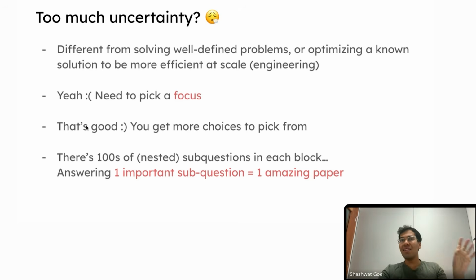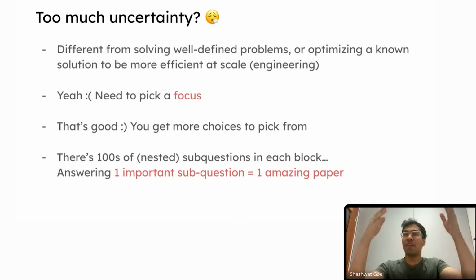So yes, there is too much uncertainty involved in research, which is what distinguishes it from, let's say, engineering, or making things more efficient at scale and so on. But it's really about, given this uncertainty, pick something to focus on. You get a lot of choices to pick from, because there are so many open problems out there.